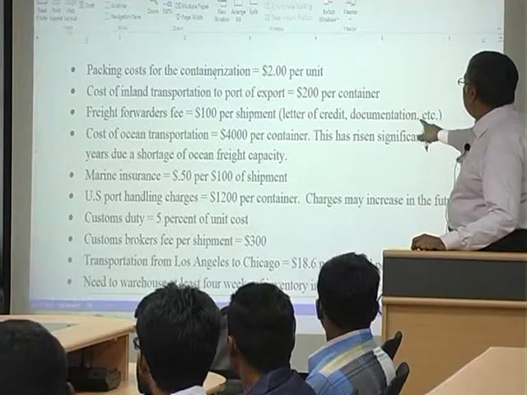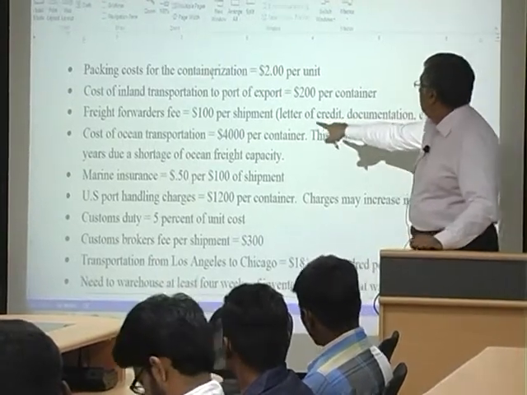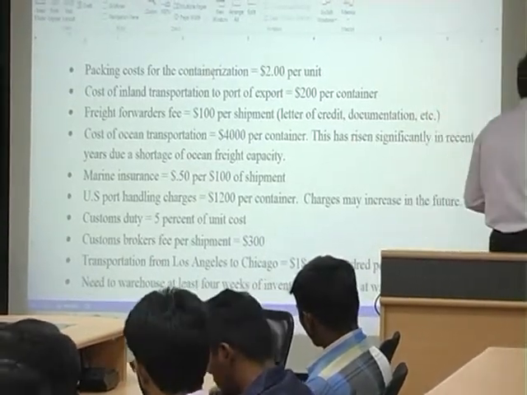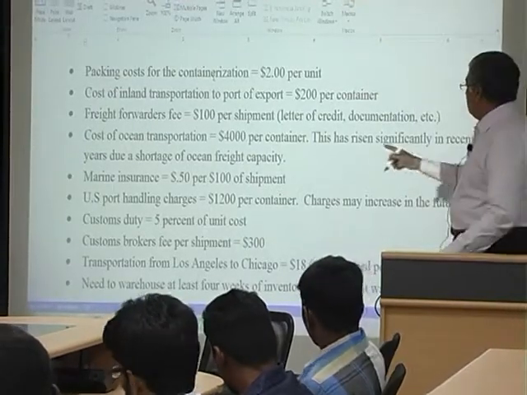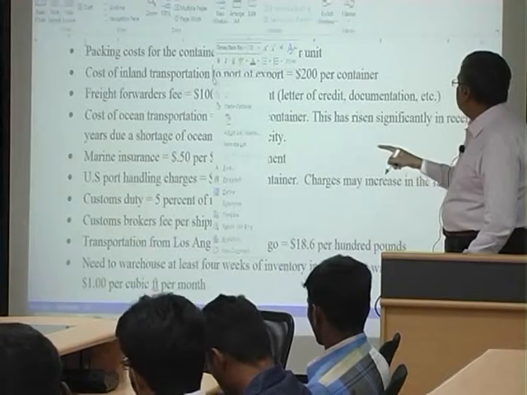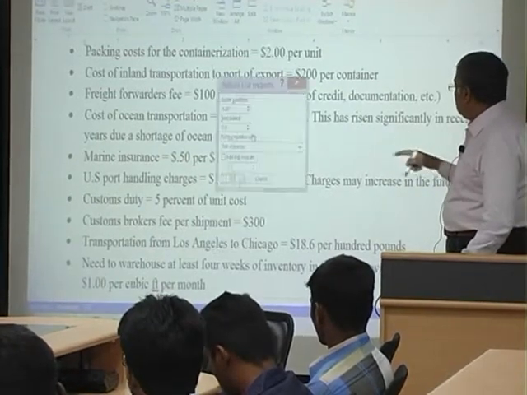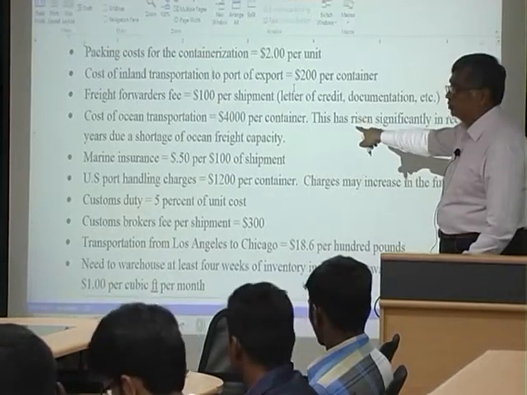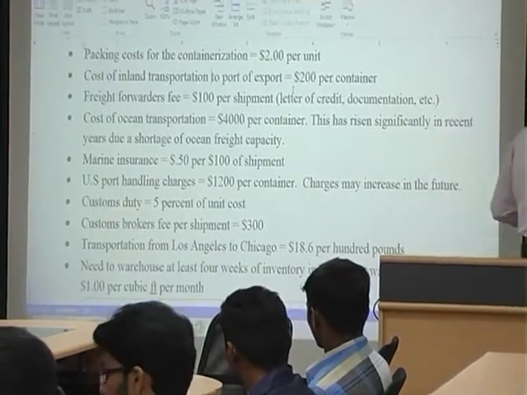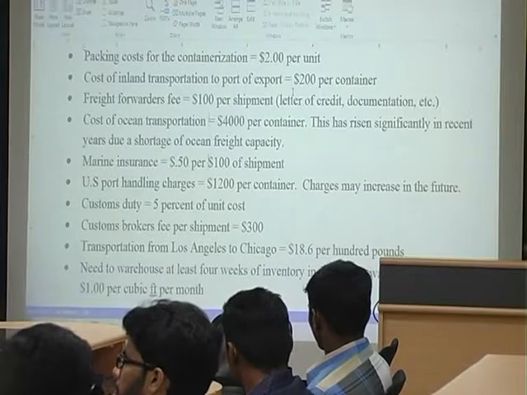Okay. Packing cost is a fixed cost. Cost of inland transportation is $200 per container. Check. That driver is put in place per container. Okay. Then look at the other one. Freight forwarder is $100 per shipment, the number of shipments. So here's an example of that cost driver. The cost of ocean transportation is also on a per container basis. So we have one more cost like that.